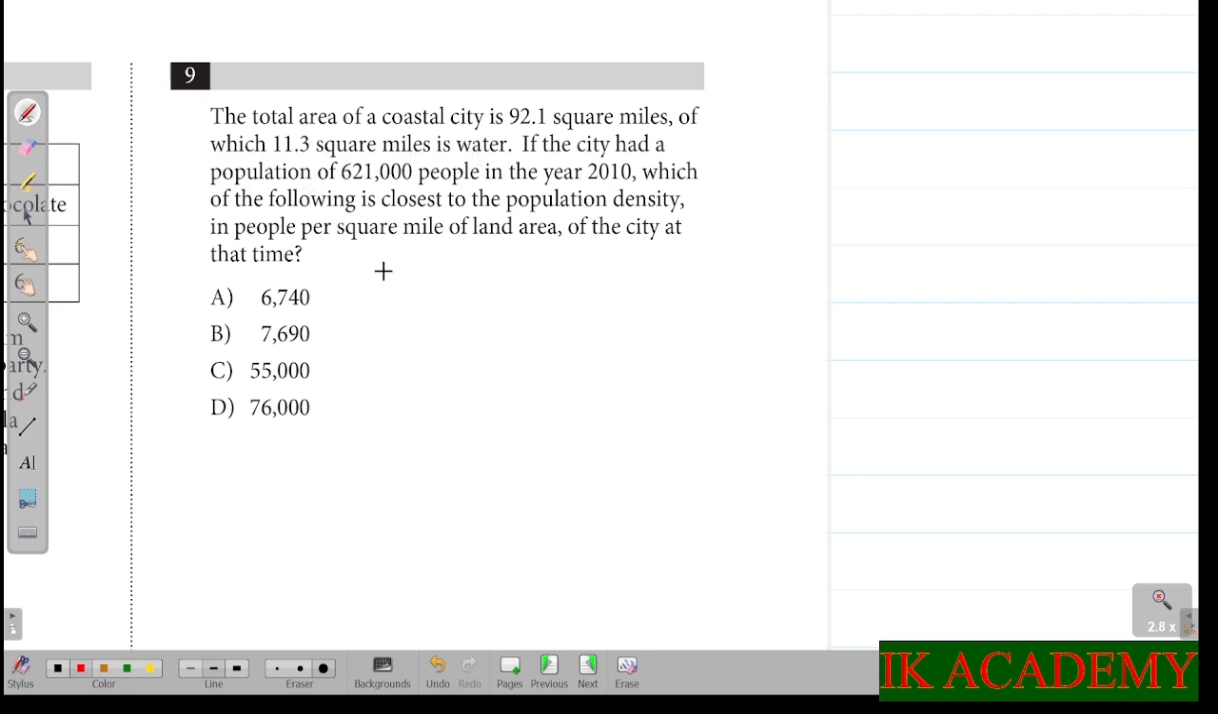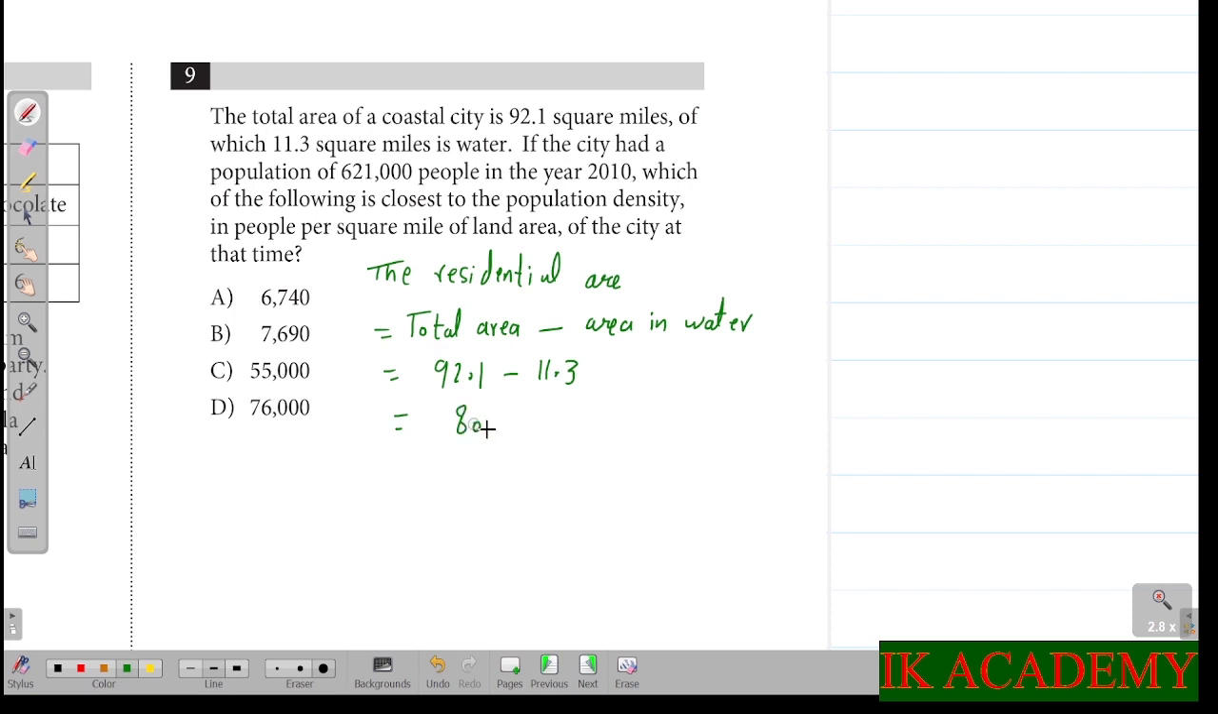We need to figure out the residential area. So I'm going to write the residential area is equal to the total area minus the area in the water, which is equal to 92.1 square miles minus 11.3 square miles, which is equal to 80.8 square miles.